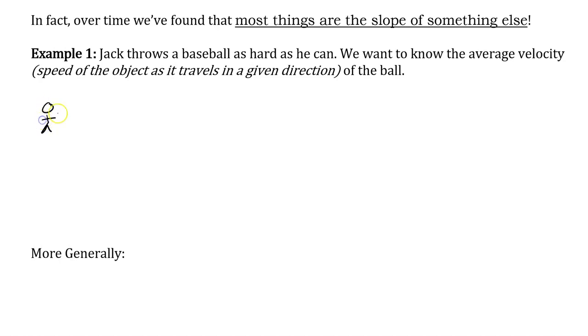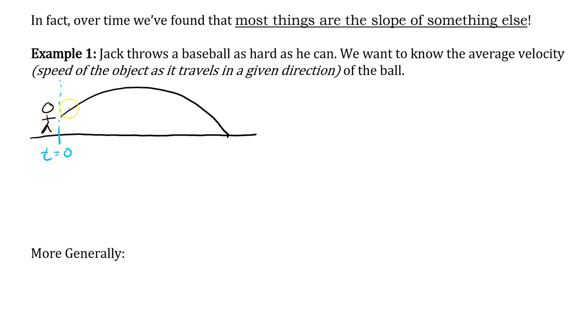Alright, so here we've got Jack, and Jack takes a ball and throws it as hard as he can, and it hits the ground. Okay? So the point at which the ball leaves Jack's hand, our timer starts. So time 0, the ball leaves Jack's hand.